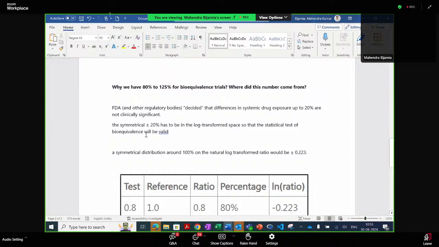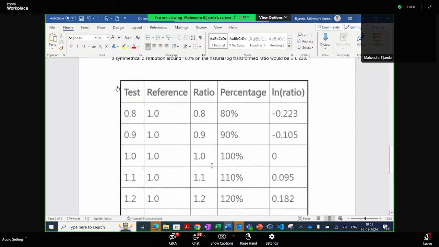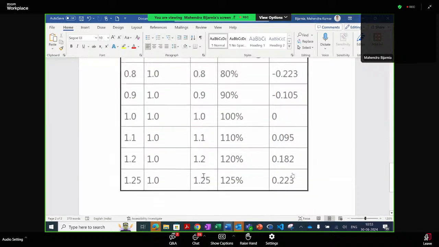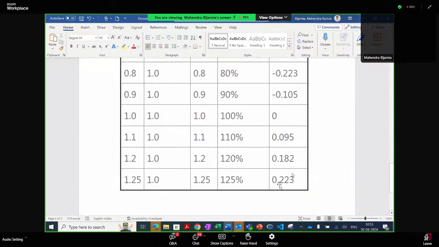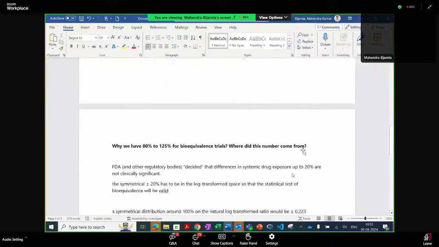So the 125%, if you have 125% on the log transform scale, you see the symmetrical distribution around 100. This is how this data looks like. This is where 100 means there is no difference, it is 0 on the log scale, because your ratio is 1. Now you take the log of 0.8, that becomes minus 0.223. If you take the log of 1.25, this becomes 0.223. So this is where your distribution is symmetrical, and that's why these ranges of 0.8 to 1.25 are used in the bioequivalence type of setup.